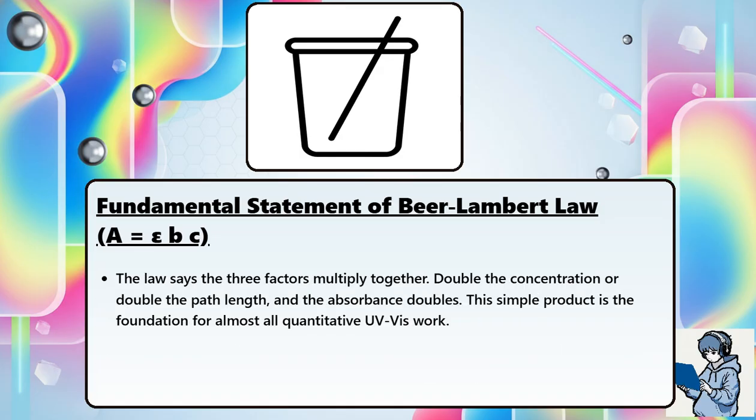The law says the three factors multiply together. Double the concentration or double the path length, and the absorbance doubles. This simple product is the foundation for almost all quantitative UV-Vis work.